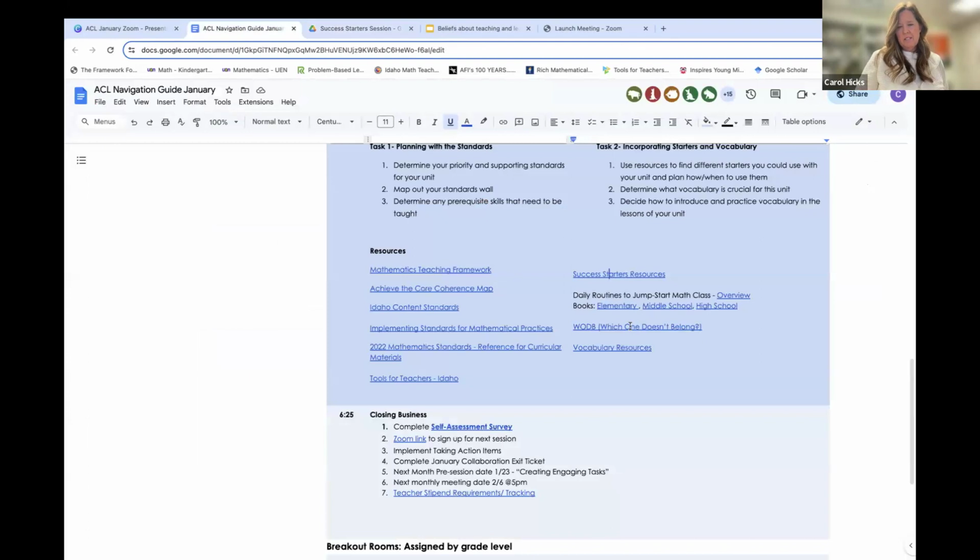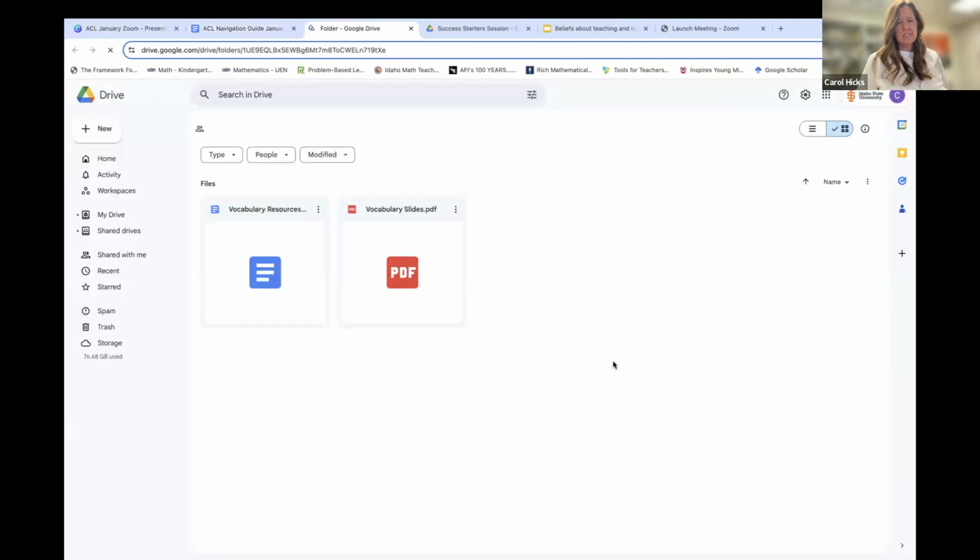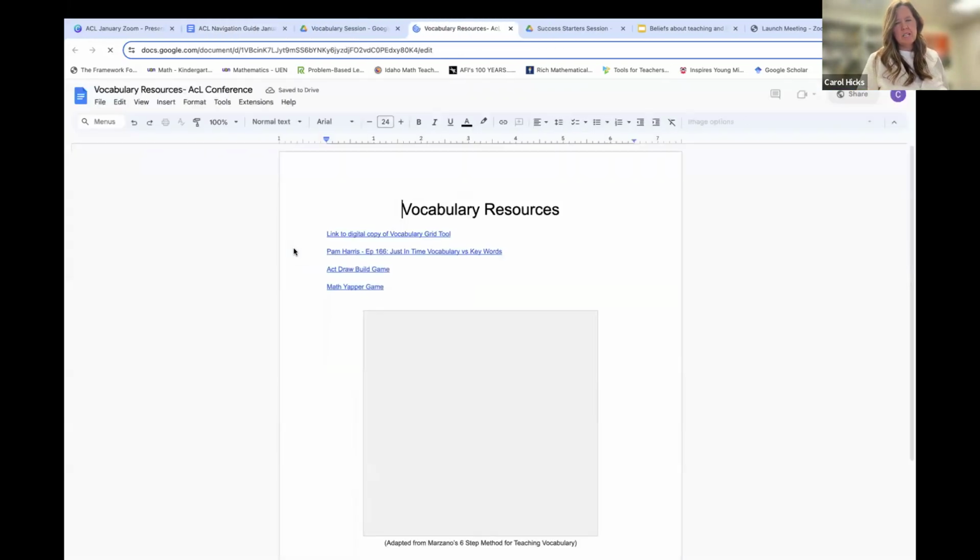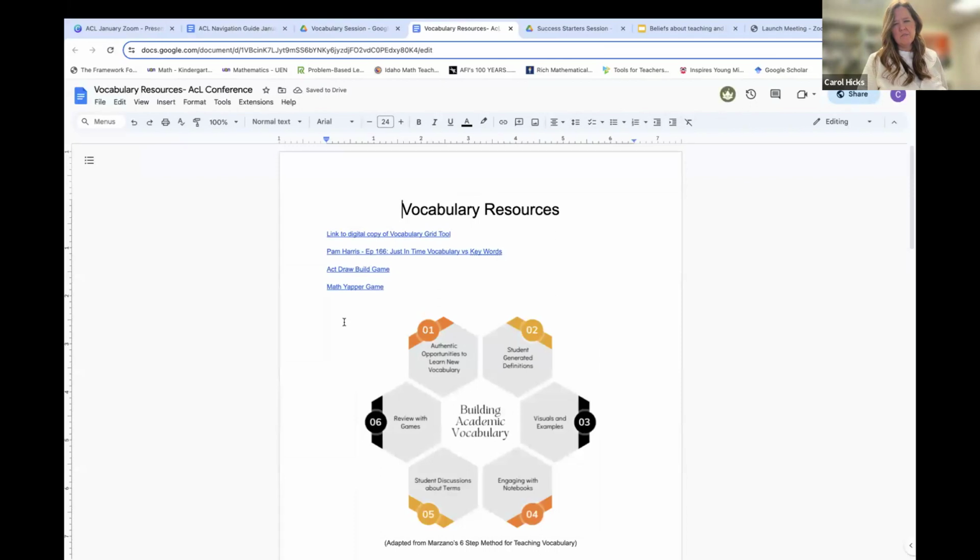And that's the same on the Which One Doesn't Belong that Shelley talked about. This Jumpstart, I think each of these might be a link. I think it might be a video. So I don't know if those will be resources or videos, but you can check those out. And then the vocabulary resources are the same thing. You just click on that, and it has a few different things that you can look at. Okay.